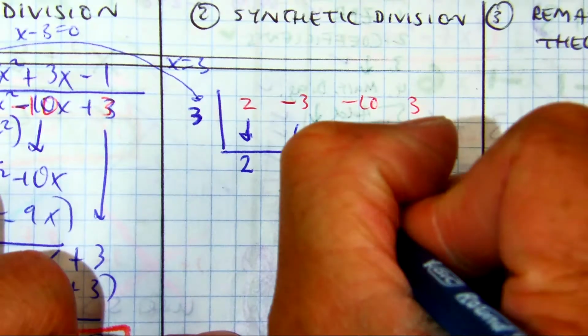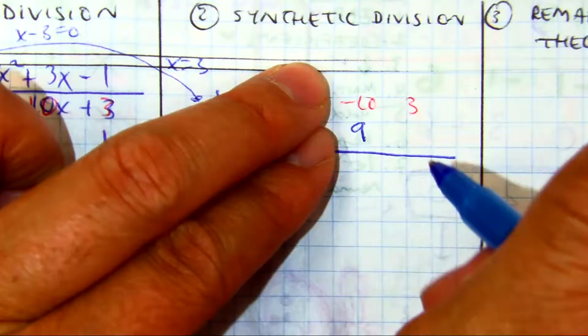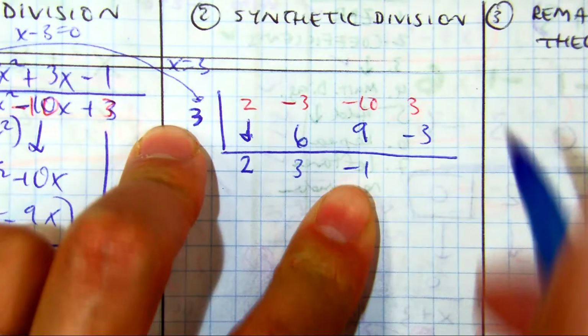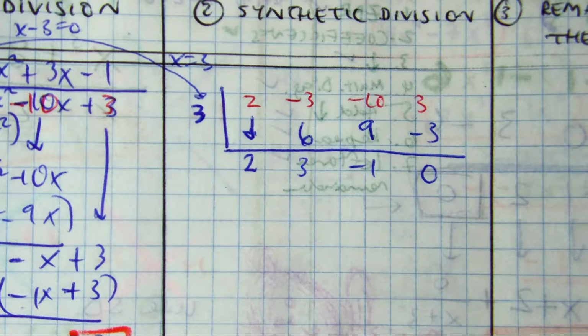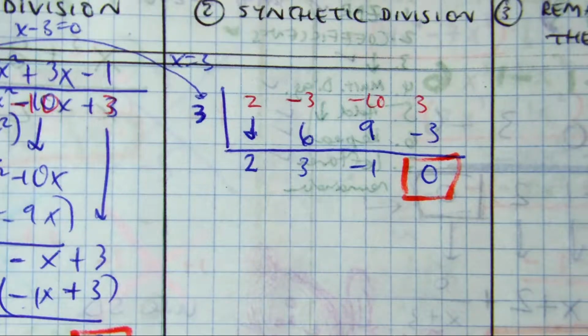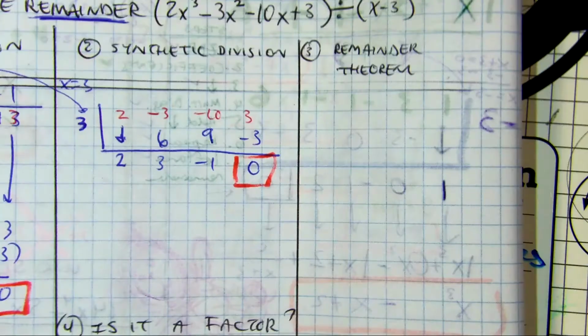3. Multiply. Add. Negative 1. Multiply. Negative 3. 0. Oh, look at this. I also got a remainder of 0. That's cool. Alright, remainder theorem.